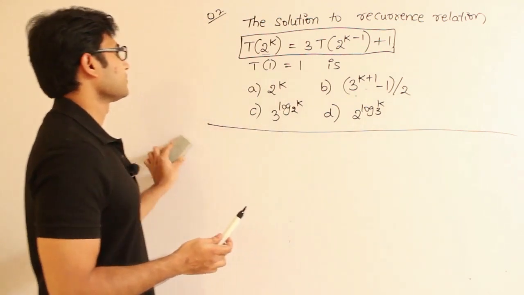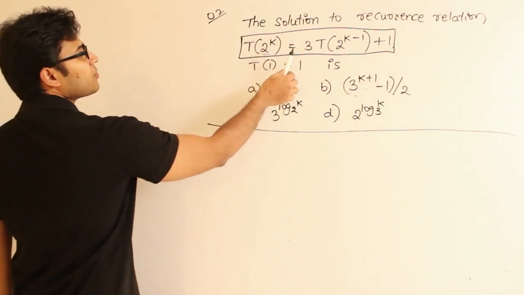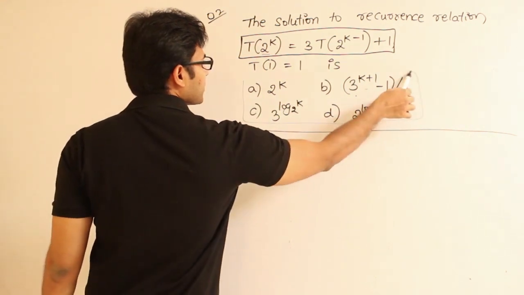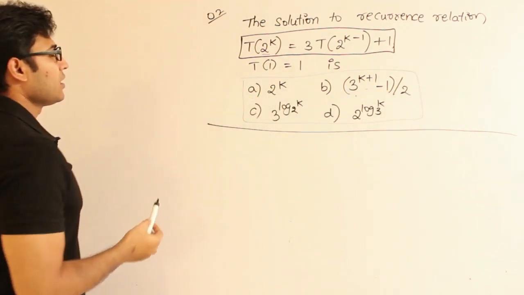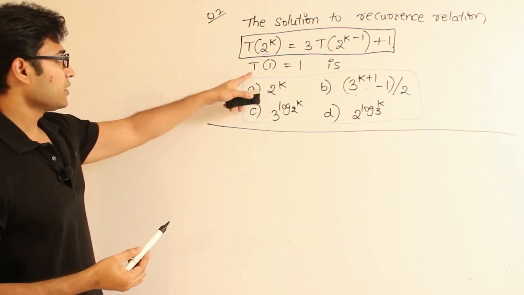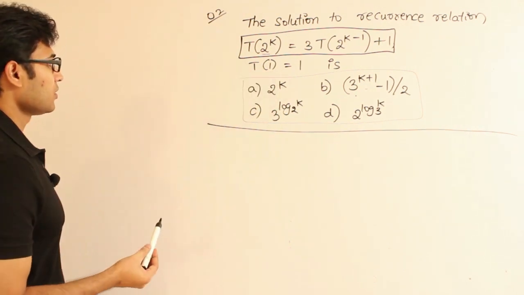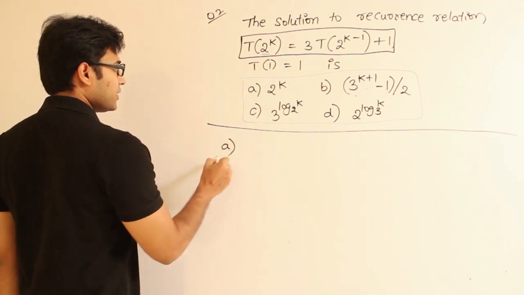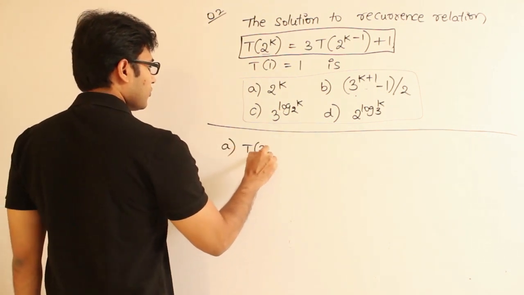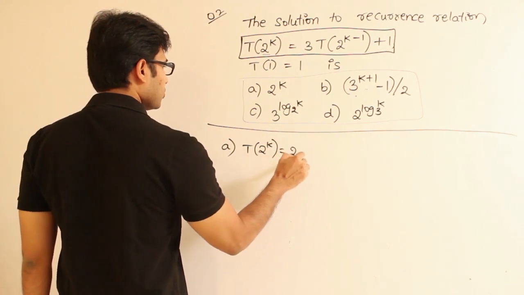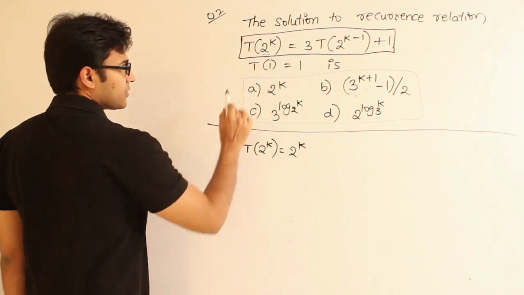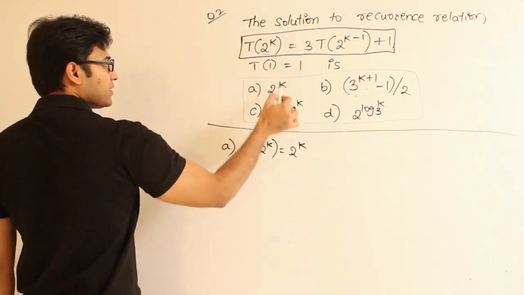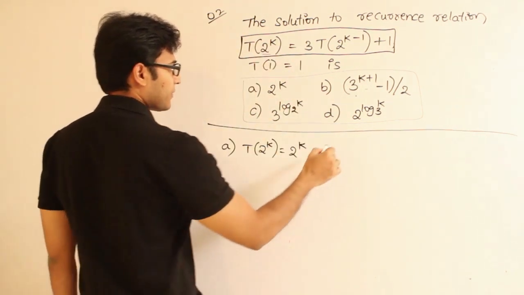Now see this one. T of 2 power k equal to something is given, and these are the options, right? Now let's see, and also it is given that T of 1 equal to 1. So what are the options? If you want to evaluate, A is given as T of 2 power k equal to 2 power k. This is the meaning of it. Solving the recurrence equations means the left hand side is equal to this one. That is the meaning of it.